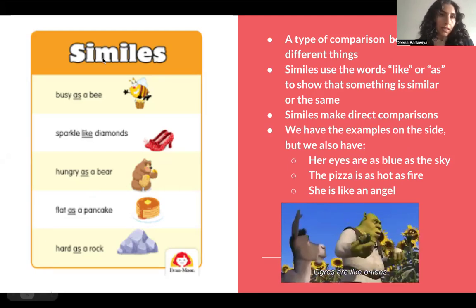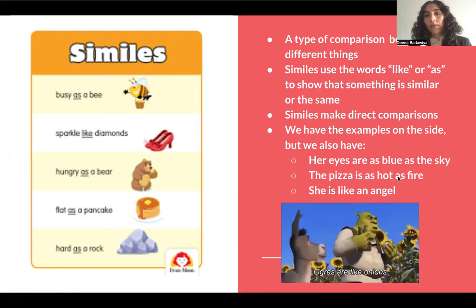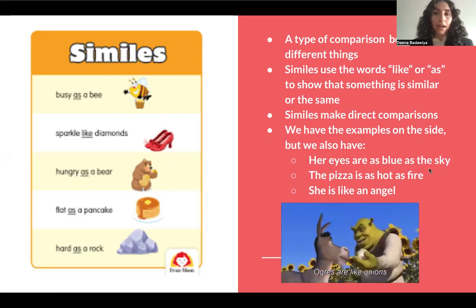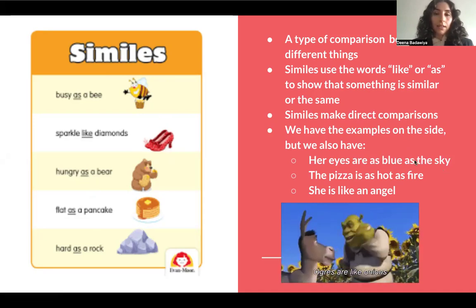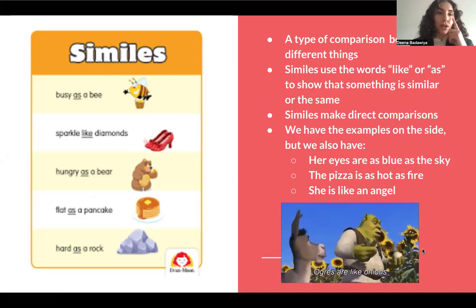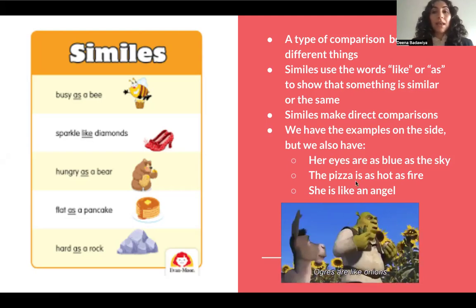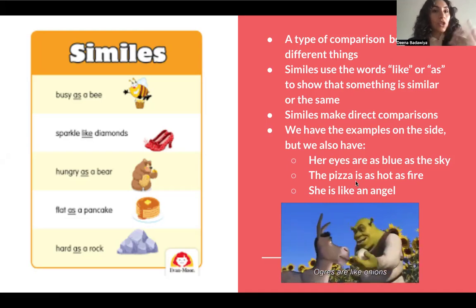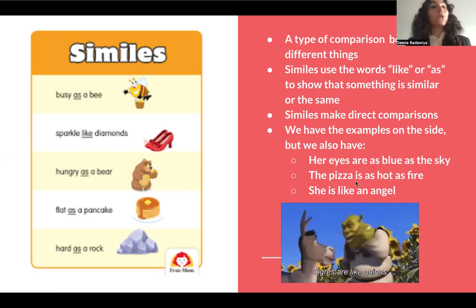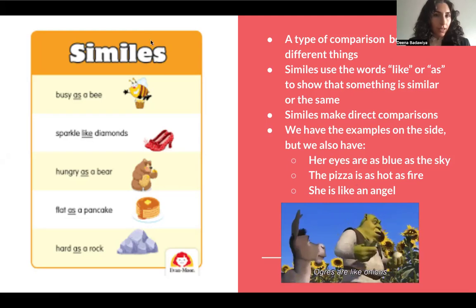And just like these examples that I have here, we have some other examples like her eyes are as blue as the sky. So I'm using "as," right? And I'm comparing her eyes because they're very blue and how the sky is very bright blue. That's how I would use a simile. Same thing with the pizza is as hot as fire. When you eat pizza right away and it's so hot, it's like you are eating fire. So this is another simile.